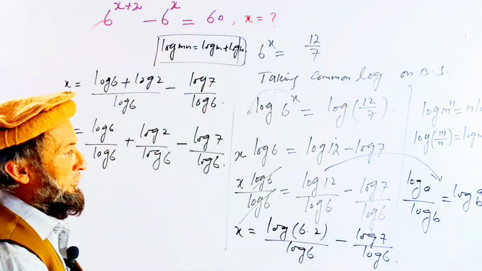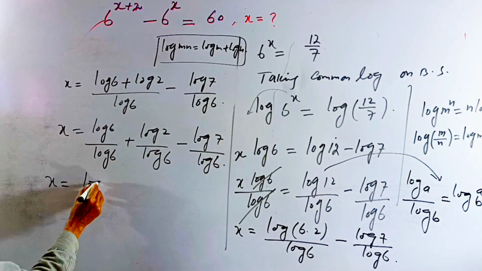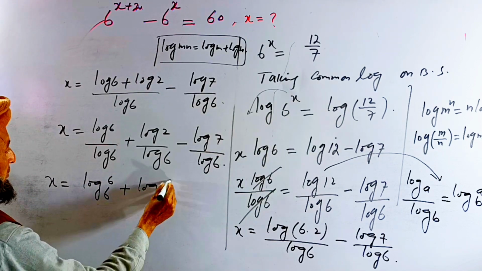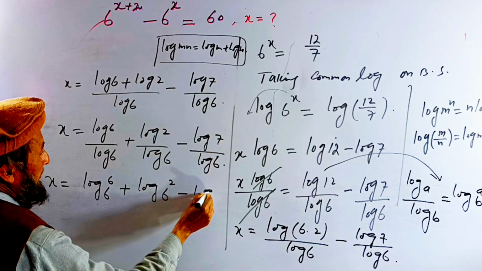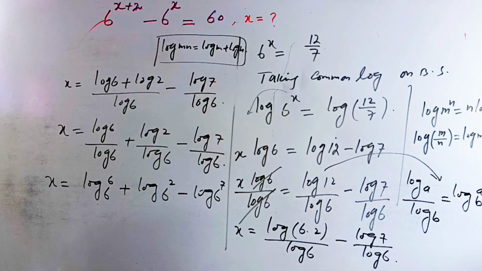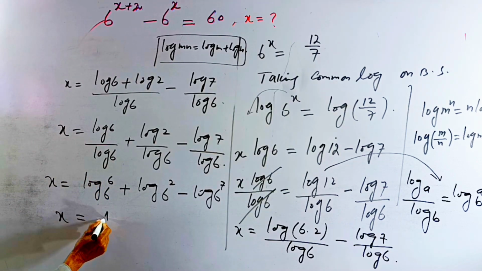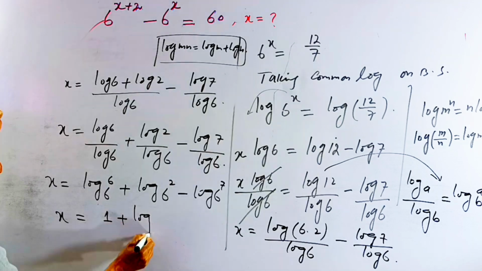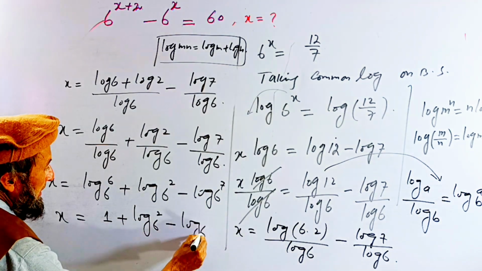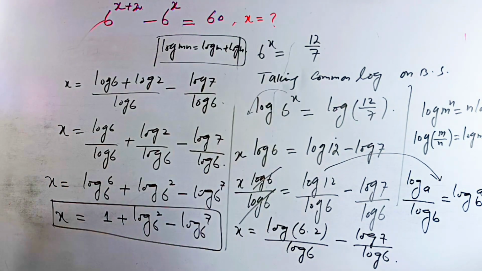So according to this rule, the base law, here we are using x is equal to log base 6 of 6 squared minus log base 6 of 7. So this will be equal to 1. x is equal to 1 plus log base 6 of 2 minus log base 6 of 7, which is the required answer of this question.